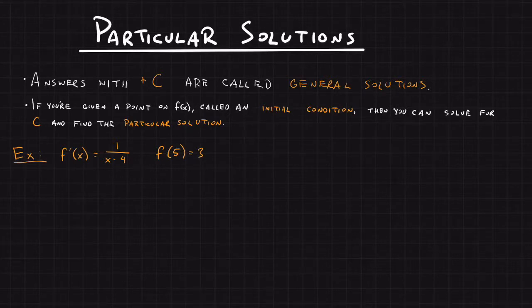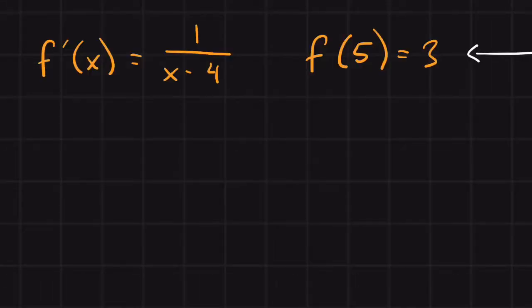Let's say we have f prime of x is equal to 1 over x minus 4. And we're also given that f of 5 is equal to 3. That f of 5 equals 3, that is our initial condition. Before we can find the particular solution, we have to find the general solution. Let's try using the power rule for antiderivatives.